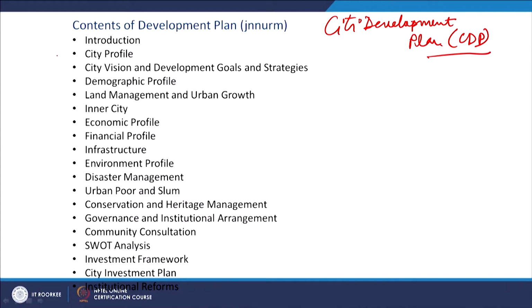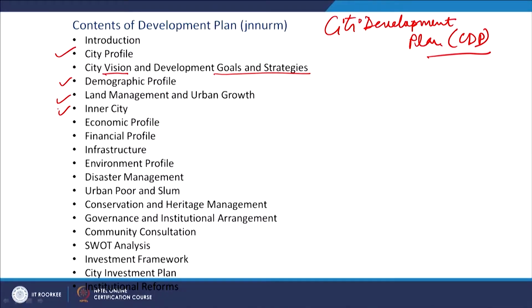So, these are the basic information about the city profile, then vision, goals and strategies which are very essential at this initial level, demographic profile, land management and urban growth, inner city characters. Inner city means most of the cities are unplanned or organically developed. So, those cities have inner city, core city characters, and that character has to be depicted very clearly. Then economic profile, financial profile, infrastructure, environment profile, disaster management, urban poor and slum, conservation and heritage management, governance and institutional management, community consultation, then a SWOT analysis, investment framework, city investment plan and institutional reform.